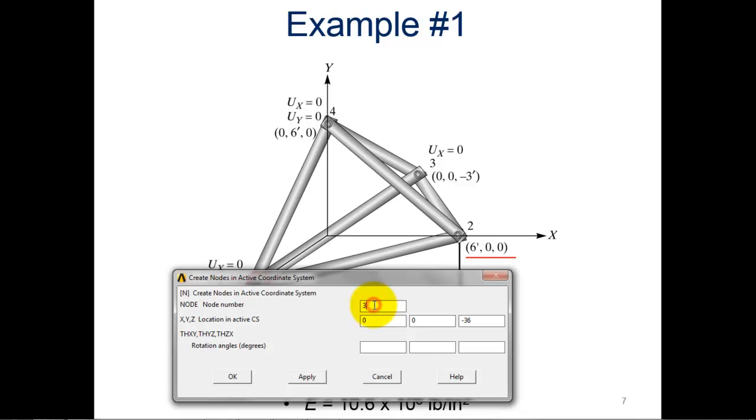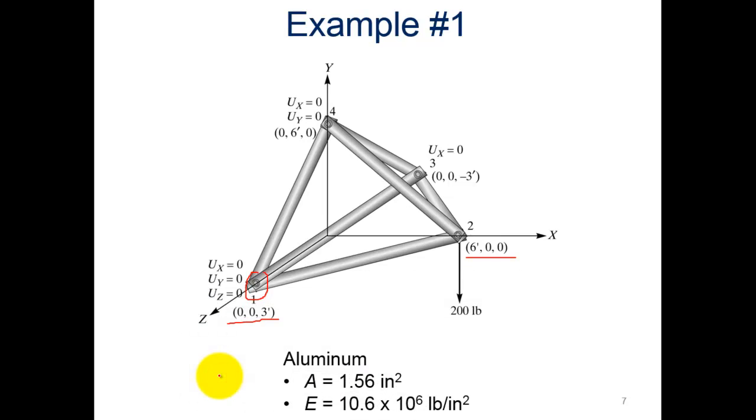Apply, and then node 4, we got 0, 6, 0. So 0, 72 inches for 6 feet, and 0. And now we can click OK because that's the last one we're defining.